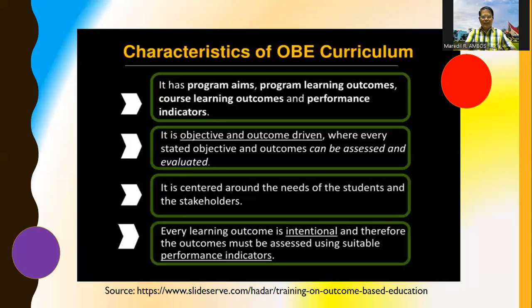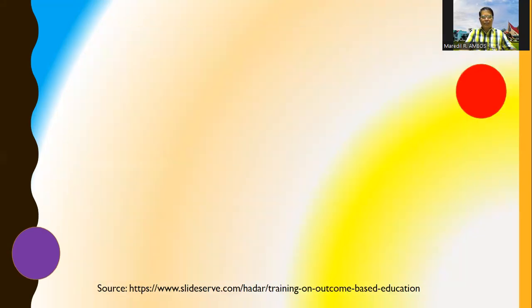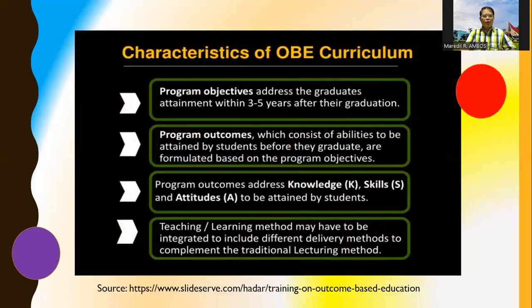And every learning outcome is intentional, and therefore, the outcomes must be assessed using suitable performance indicators. So the performance indicator here is very important. We also have program objectives that address the graduates' attainment within 3 to 5 years after their graduation. And we have the program outcomes, which consist of the abilities to be attained by students before they graduate and are formulated based on the program objectives.